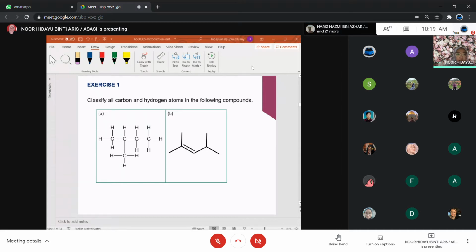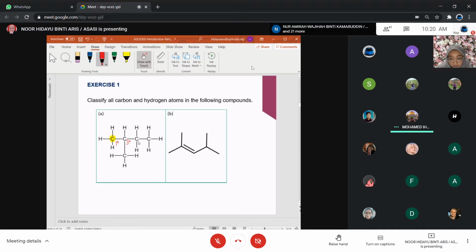Ehsan. Ada Ehsan? Right. Okay, classify this carbon. Satu. Okay, primary. Sebelah dia, dua. Tengok betul-betul. Tiga. Tertiary. How about this one?